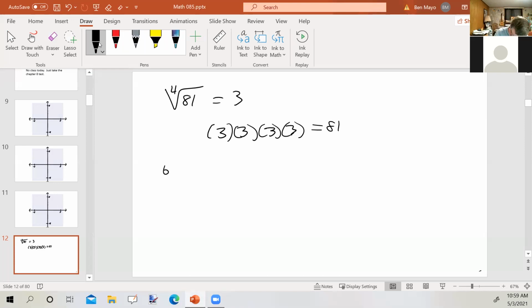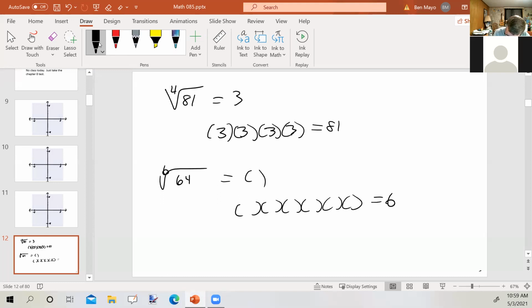How about this? The sixth root of 64. So now we're looking for something where this times itself, times itself, times itself, times itself, times itself is 64. 1 times 1 times 1 times 1 times 1 times 1 is 1. 2 times 2 is 4. Times 2 is 8. Times 2 is 16. Times 2 is 32. Aha, times 2 is 64.